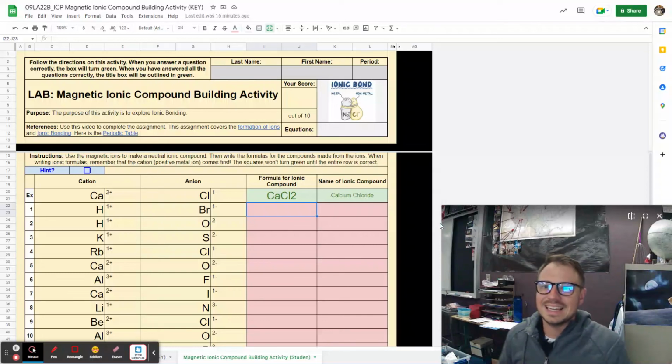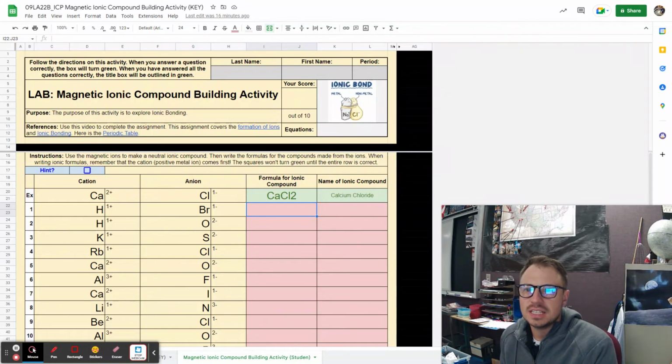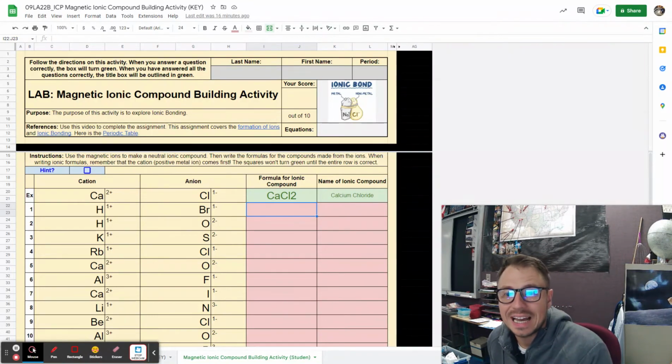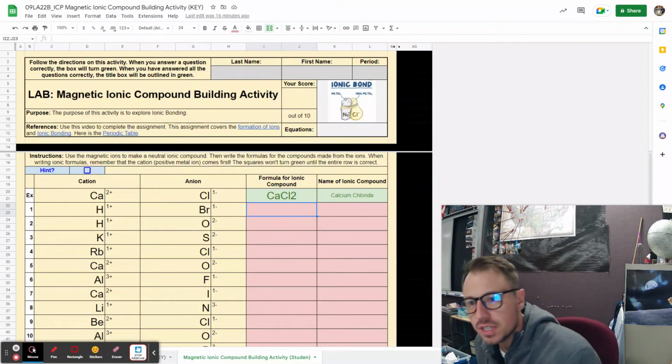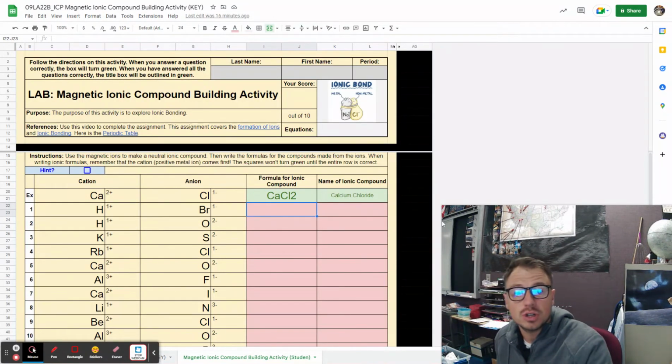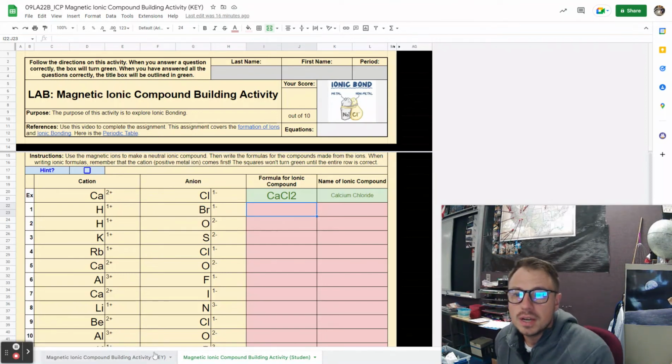All right, this is the magnetic ion compound building activity. So the purpose of this activity is to explore ionic bonding. There are several resources that you can use for this video. There is this activity, and of course, this video.